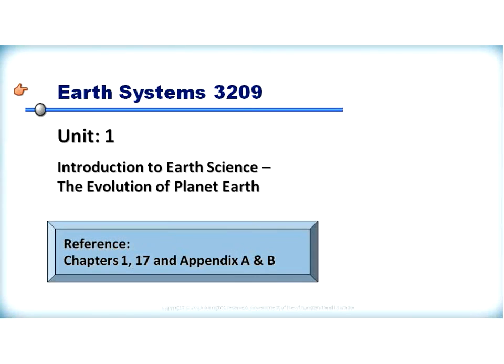Earth Systems 3209, Unit 1, Introduction to Earth Science, the Evolution of Planet Earth. Text references include Chapter 1, Chapter 17, Appendix A, and Appendix B.